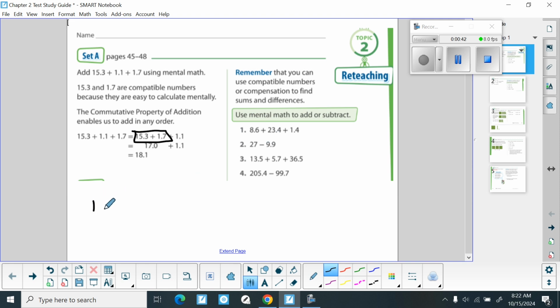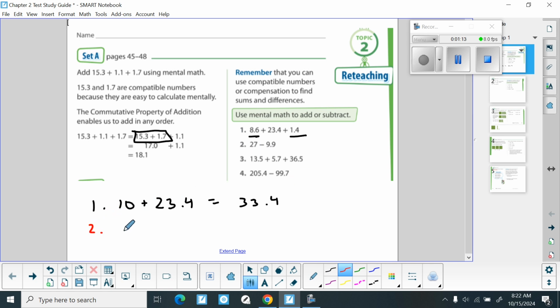So how are we going to use mental math for a number question like problem 1? Well, for problem 1, I'm going to add 8.6 and 1.4 together. 8 and 1 is 9, and then the 6/10 and 4/10 is another 10, so that would be 10 plus 23.4, or 23 and 4/10, equals 33 and 4/10.